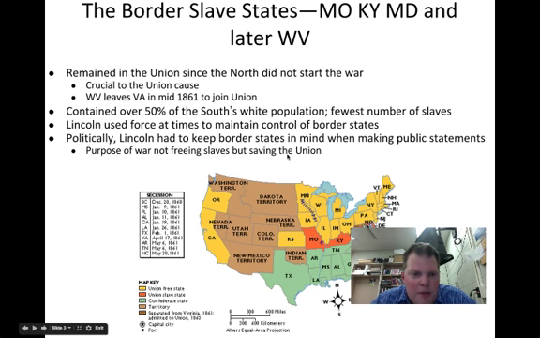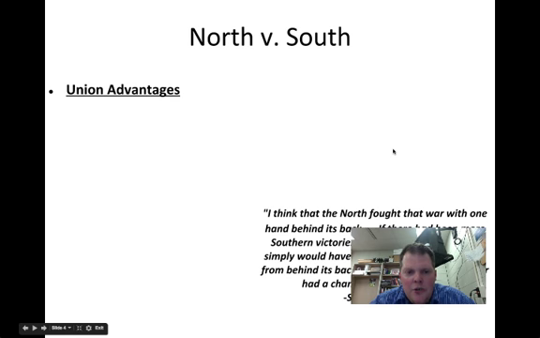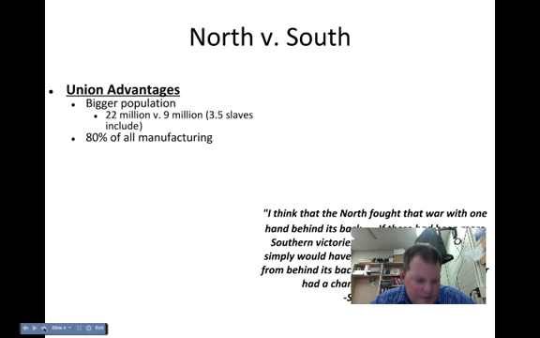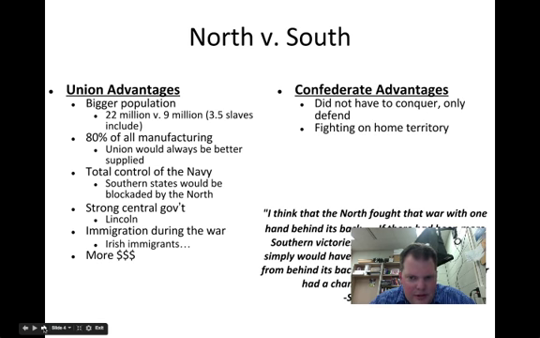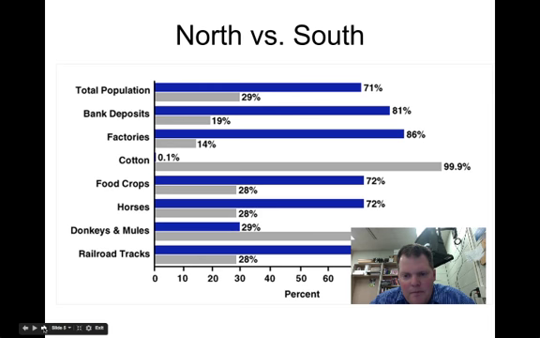Basically, Lincoln keeps these border states as part of the Union by reducing some civil liberties in some of the states, but in his mind he has to have these states. So real quickly, let's go over what the advantages are for each of the sides. Clearly the North has the biggest advantages.